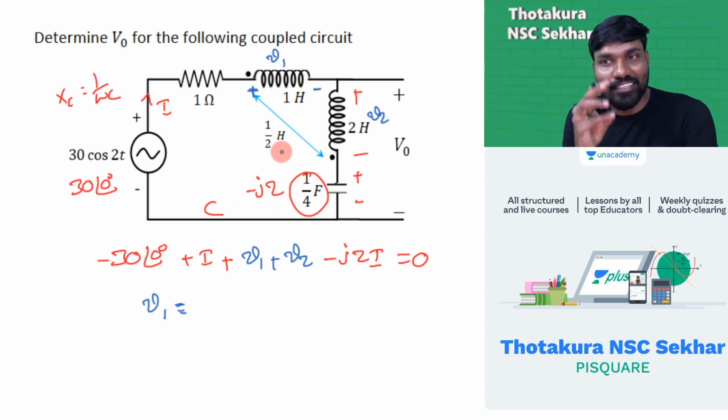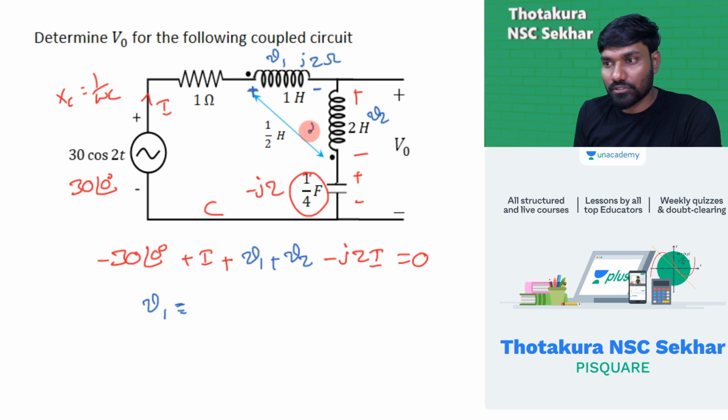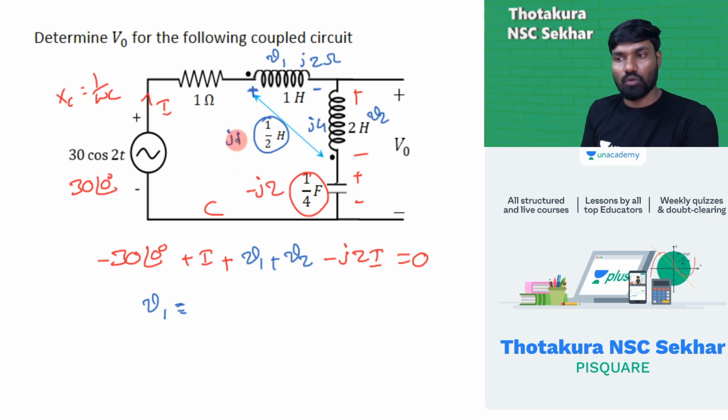KVL means current into reactance, right? So let's convert this into reactance. 1 Henry, omega is 2, 2 into 1 is J2 ohm. This is also J2 ohm, this is also J4 ohm. Omega is 2, L is 2, J4 ohm. And here 1 by 2 Henry, 2 into 1 by 2, this will be J1 ohm.